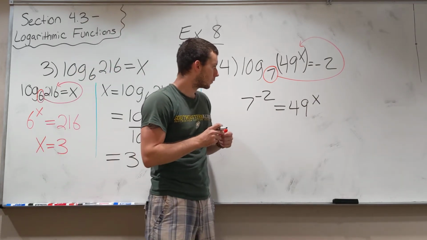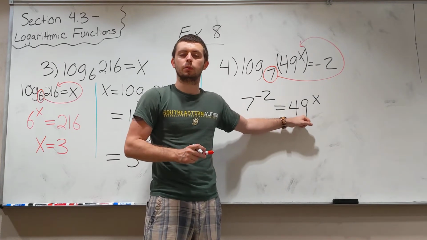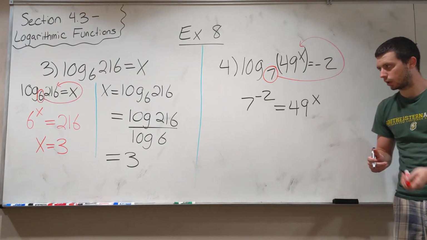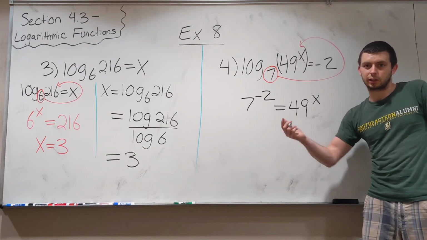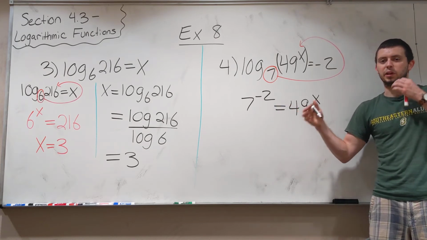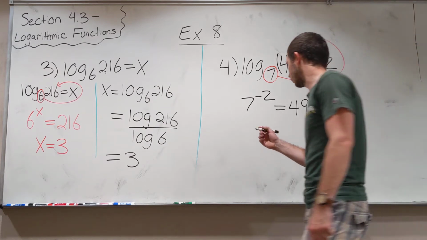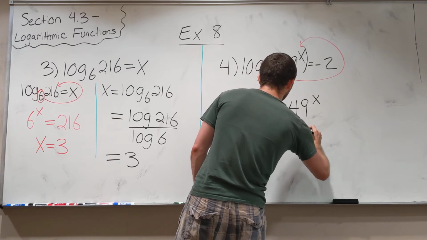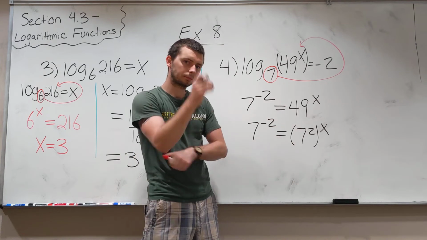And from here, now we have an exponential is equal to an exponential. Well, that reminds me of something we talked about in the previous section. If we have some sort of equality like this, we can try and get like bases. So let's see, how can we turn one of these to become the other base? We can rewrite 49 as 7 squared. So let's go ahead and do that. So 49 is 7 squared.